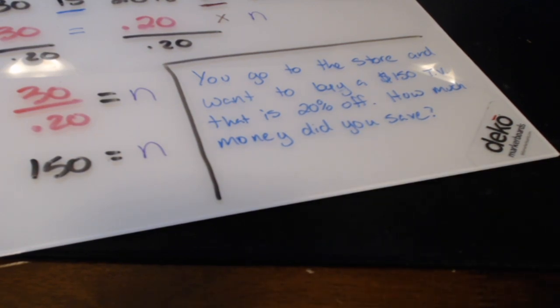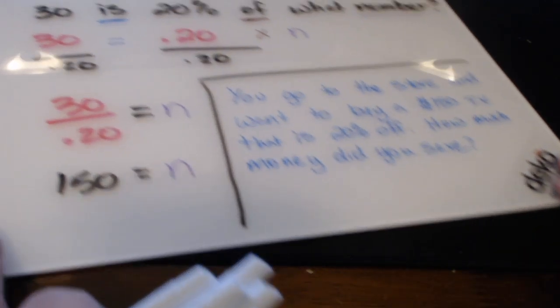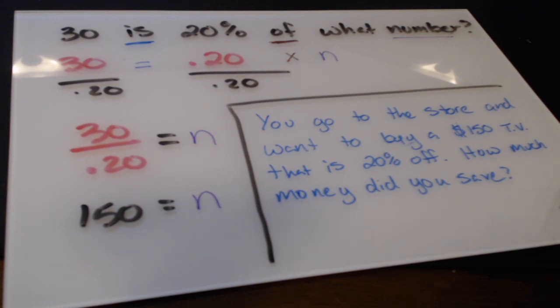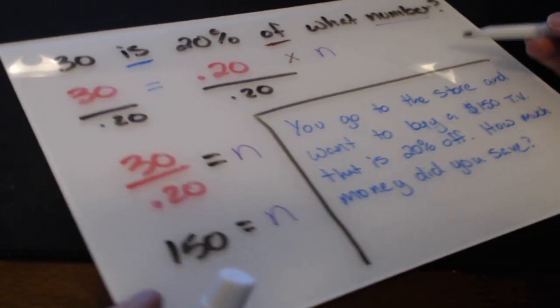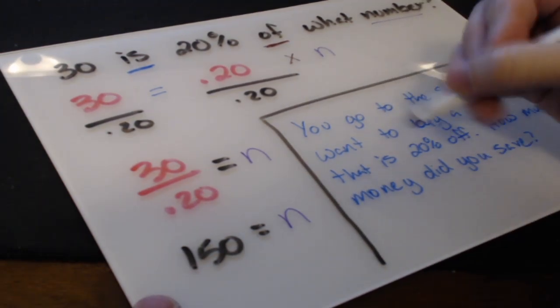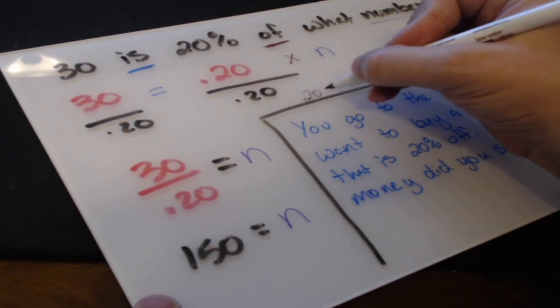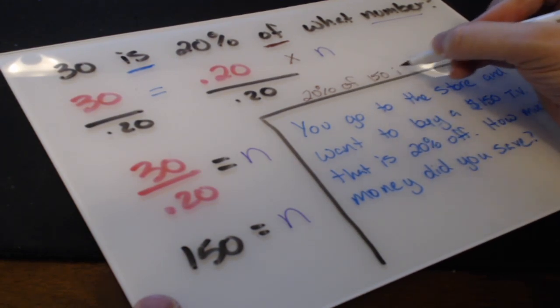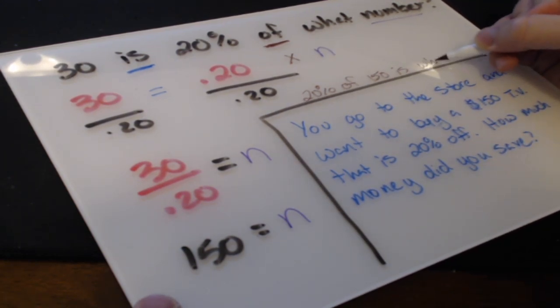If you're buying a TV for $150 that is 20% off, we're working backwards now. We know, based off our previous problem, 30 is 20% of what number? Now we have this situation. So another way to think about 20%, let me get one of these fine tip markers so that I can fit all this. This section is as if we said 20% of 150 is what number?